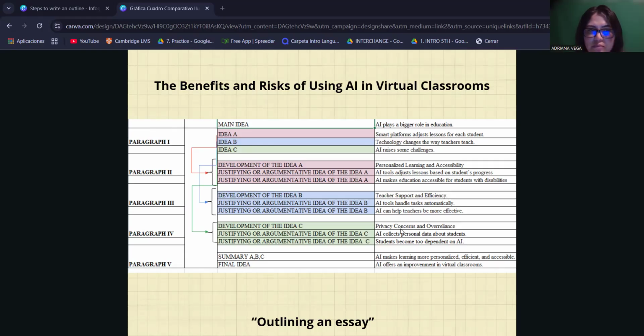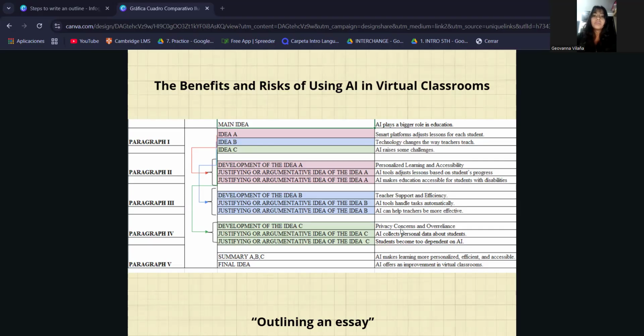Okay, I am going to talk about paragraph 4 and explain the process we followed to build this part of the outline. In this paragraph, we focused on idea C, which is that AI raises some challenges. From this idea, we developed a more specific subtopic C, which is privacy concerns and overreliance on AI. First, we thought about how AI can affect students negatively, and the most important point we identified was data privacy.